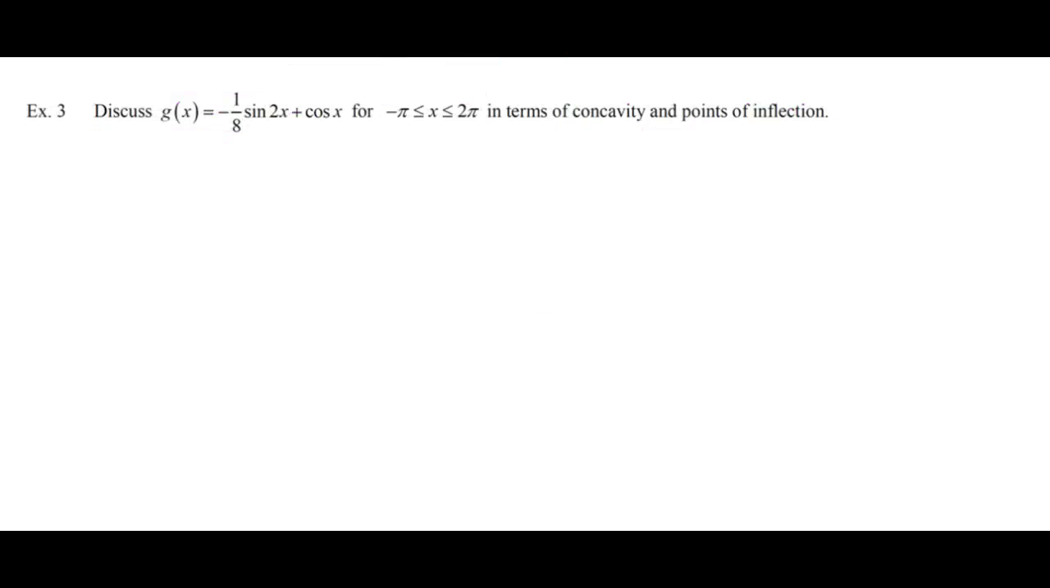Discuss. g of x is negative 1/8 sine of 2x plus cos x for x lying between negative pi and 2 pi, in terms of concavity and points of inflection. So what do we have to find? The second derivative, right? This lesson is just focusing on concavity.